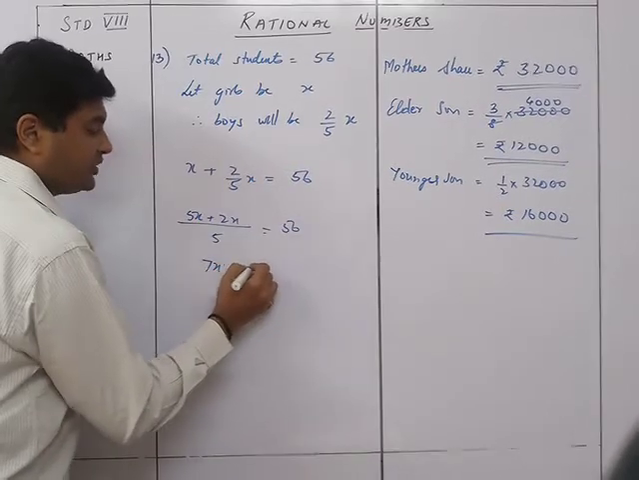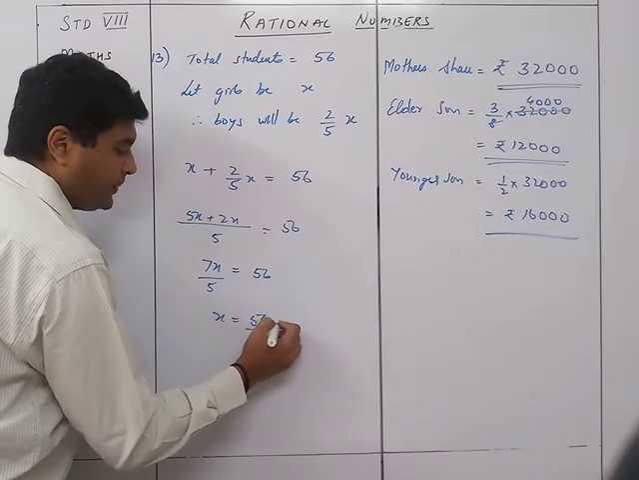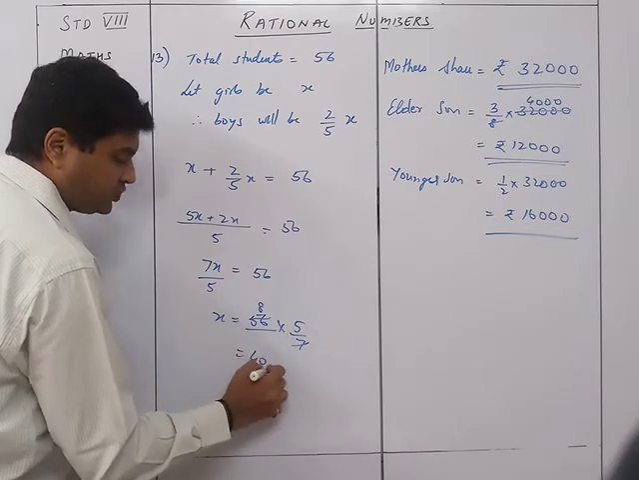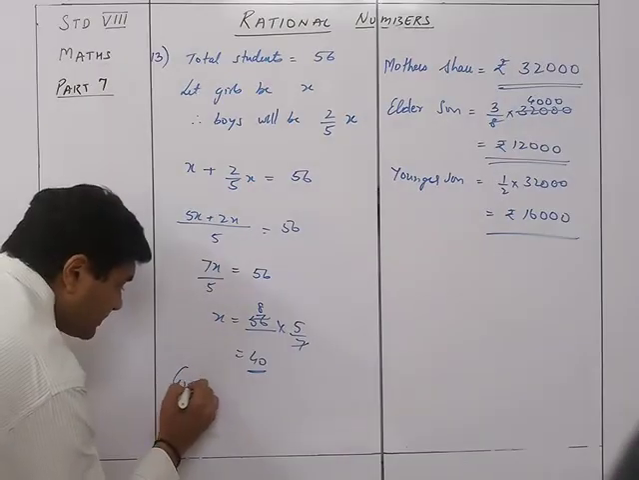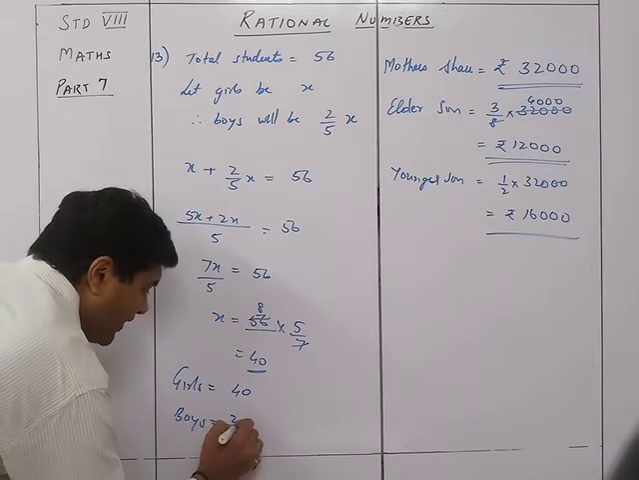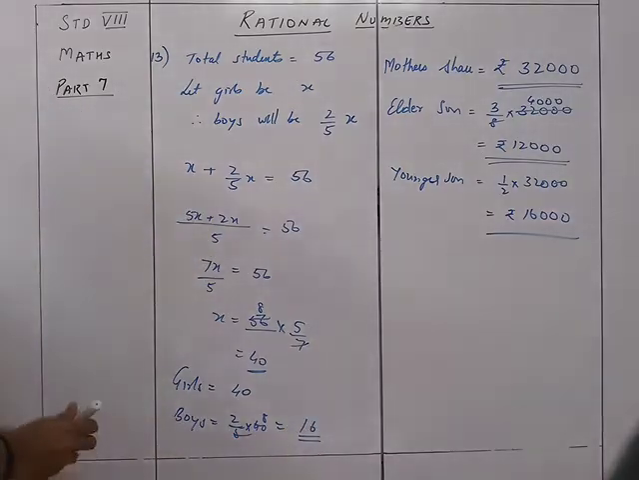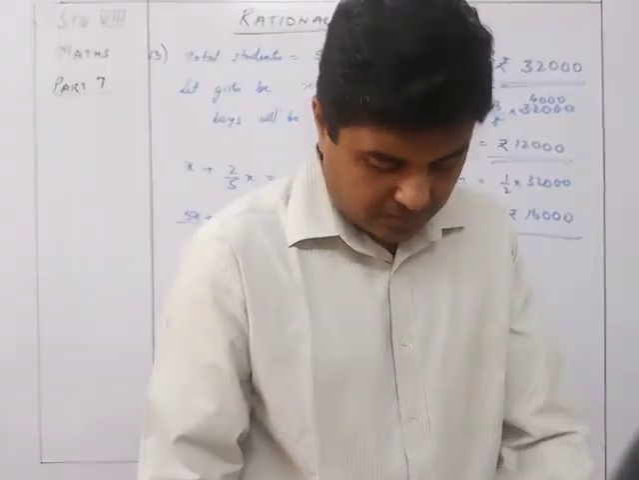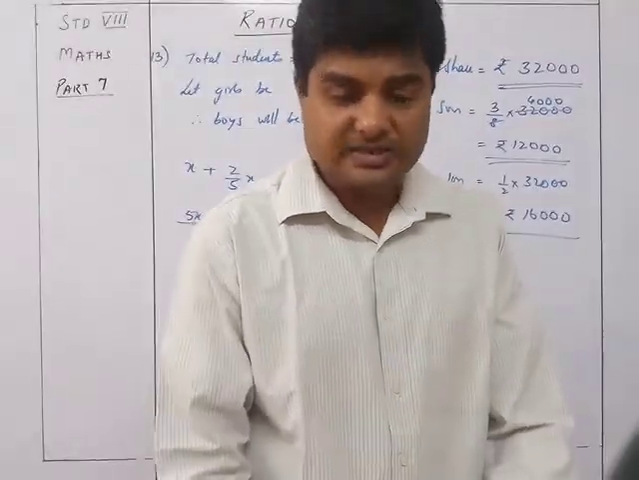So 7x upon 5 is equal to 56. Accordingly, x is equal to 56 into 5 upon 7. So that's 8 into 5, which is equal to 40. So girls are 40 and boys will be 16. So girls is equal to 40 and boys is equal to 2 upon 5 into 40, which is going to be equal to 16. So boys are 16 and girls are 40. So that's the answer for sum number 13, that boys are going to be 16 and girls are 40.